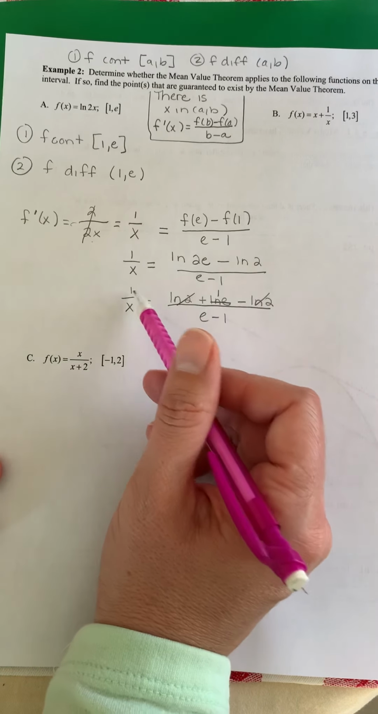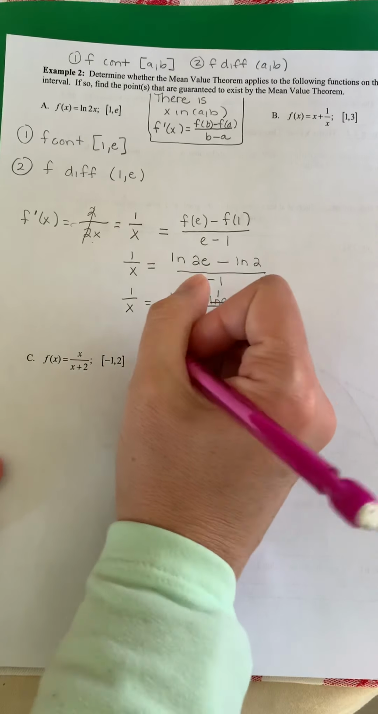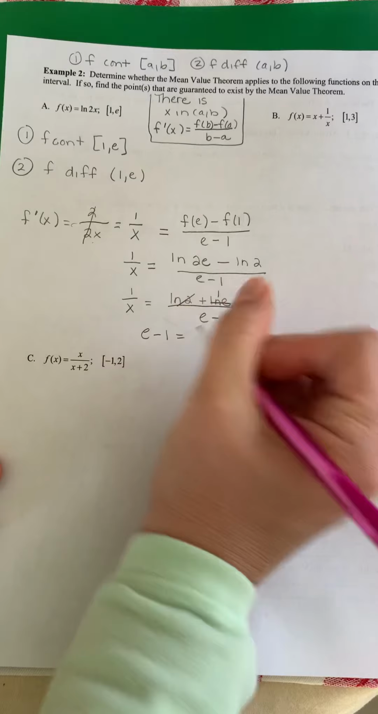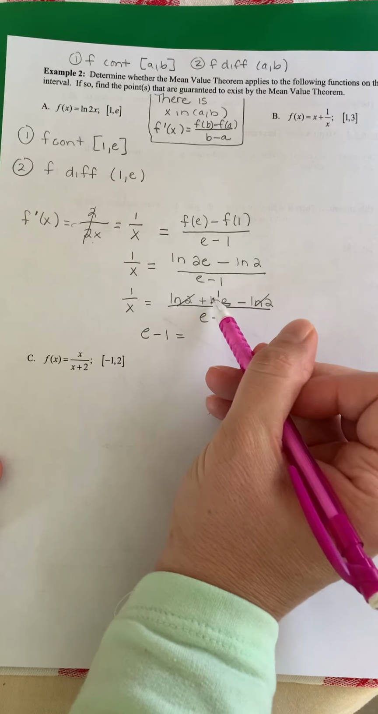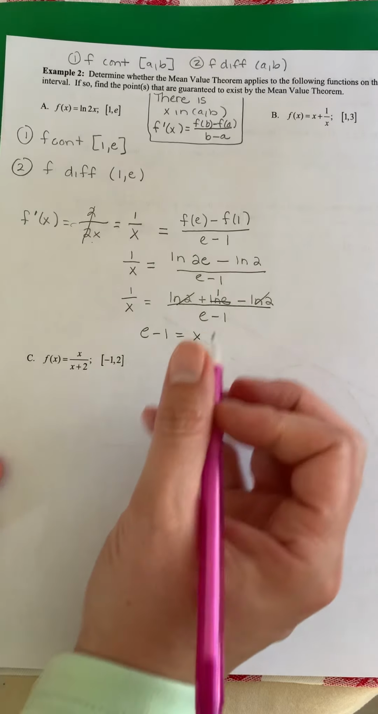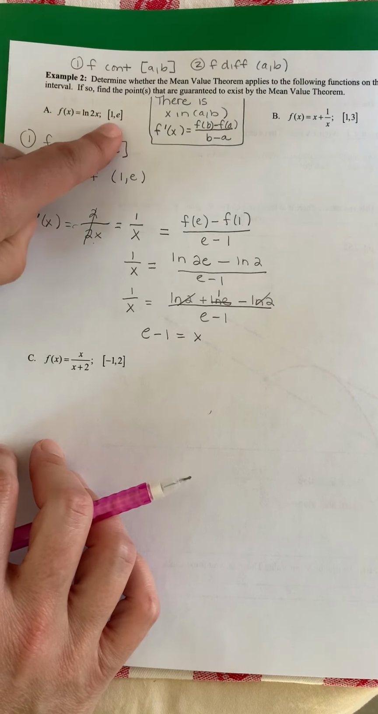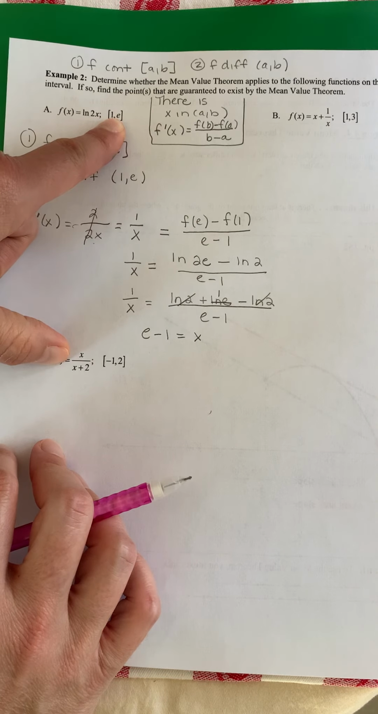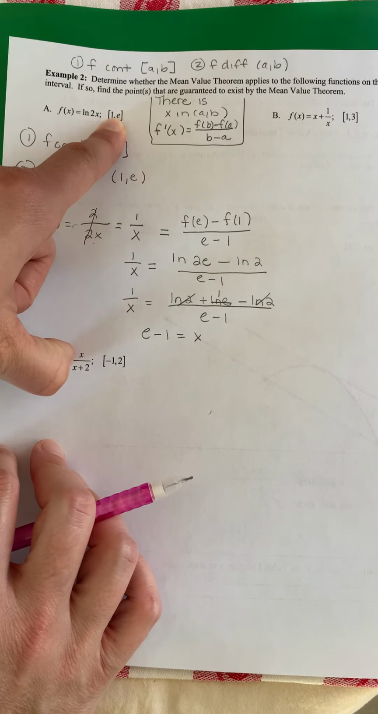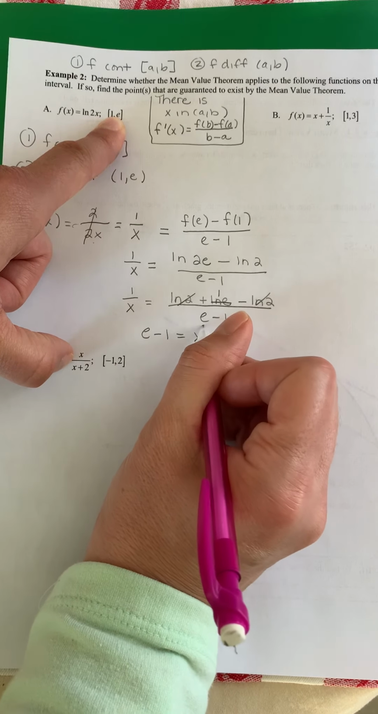We can go ahead and cross multiply to get rid of the fractions. 1 times e minus 1 is just going to leave us with e minus 1. This side we have 1 times x, and that does it. That's the x value that we're looking for in this interval from 1 to e. e minus 1 is in this interval. You can estimate it if you would like to.